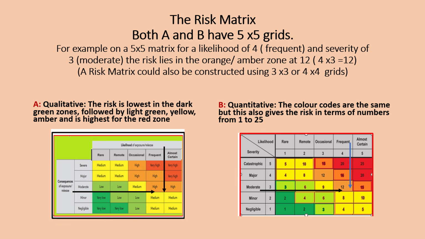Now, how do we use this? Suppose any event, an incident, has a likelihood of 4, which is frequent, and a severity of 3, which is moderate. We can clearly make out that the risk lies in the amber zone in the qualitative matrix, and in the quantitative matrix also it lies in the amber zone, but it also tells us that it has a priority number of 12.